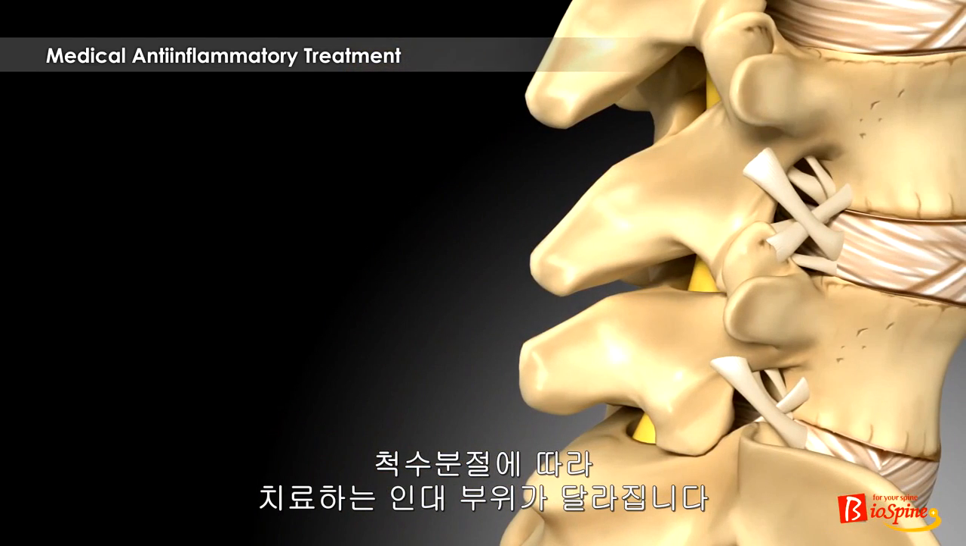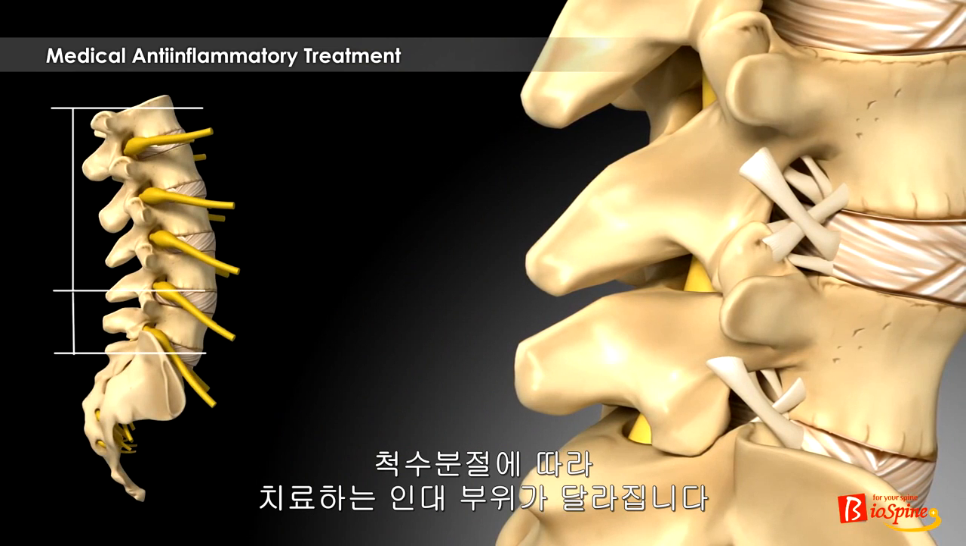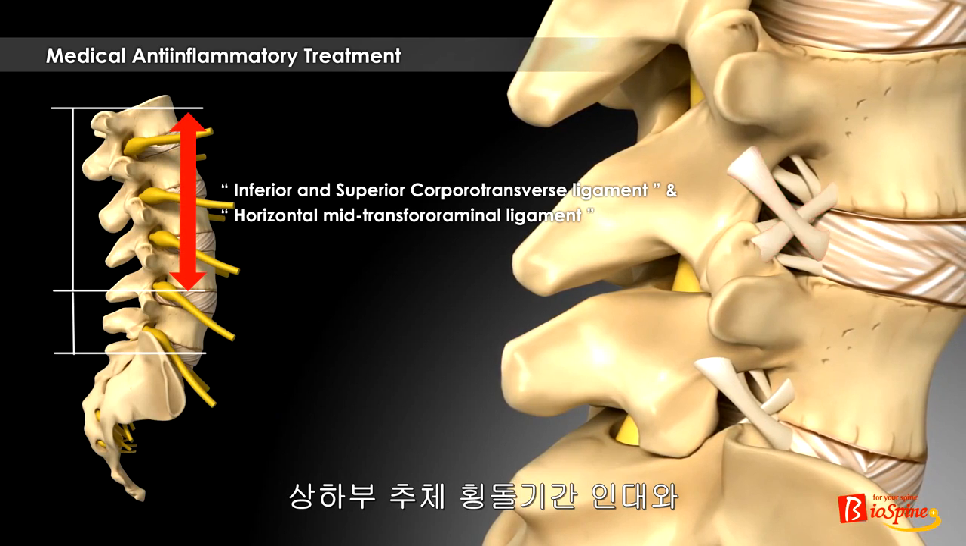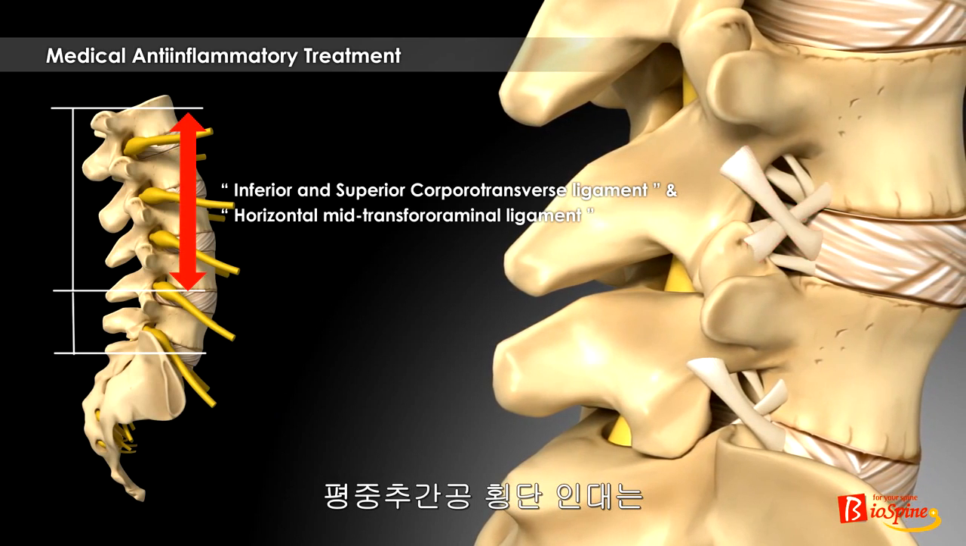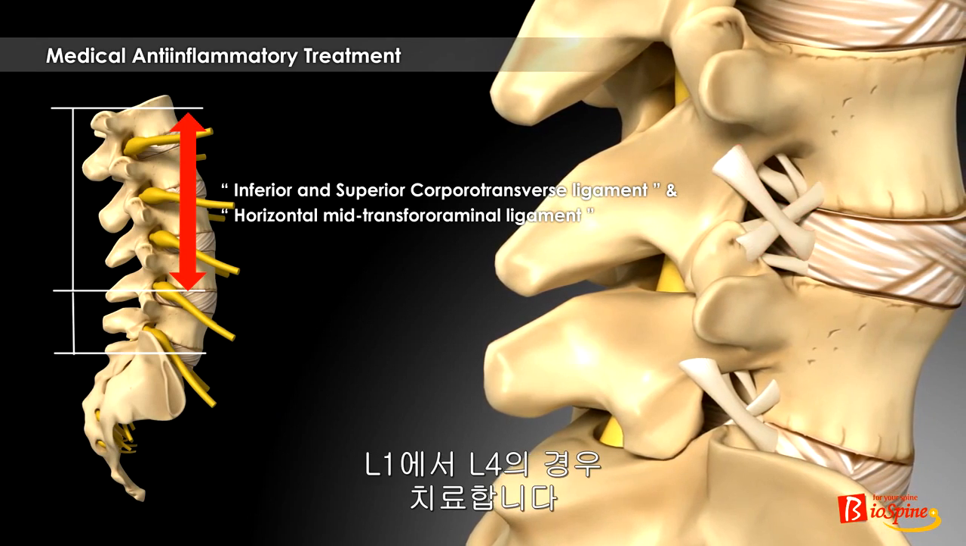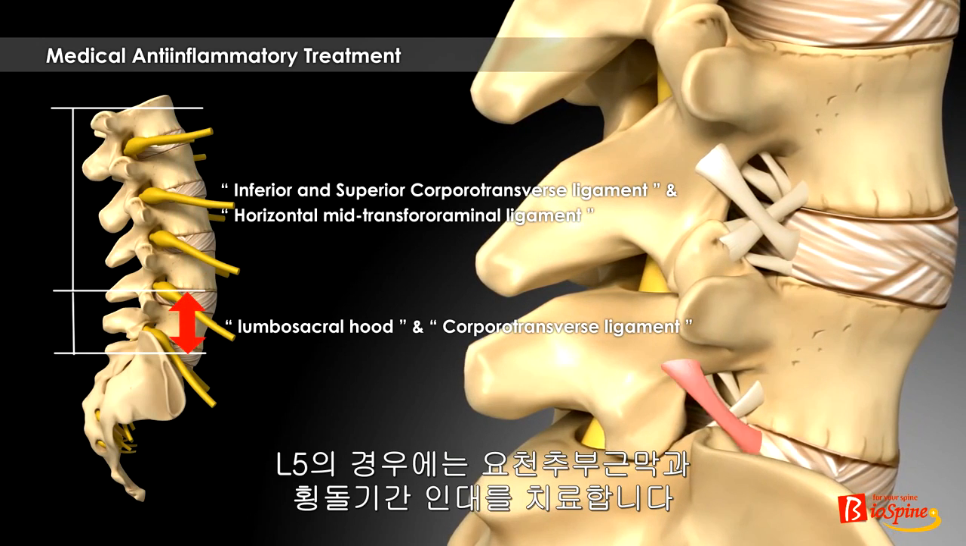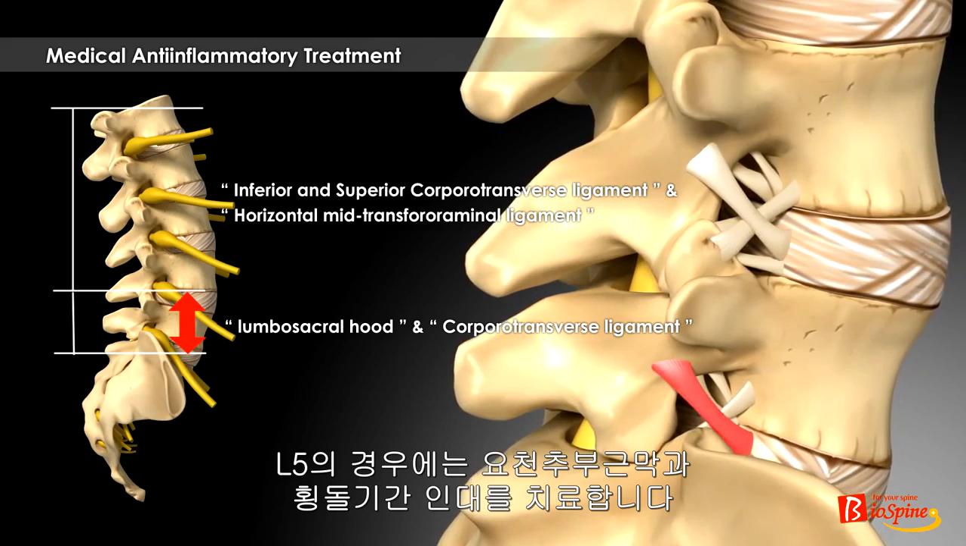The target ligaments are different in accordance with spinal segments. It includes inferior and superior corporotransverse ligament and horizontal mid-transforaminal ligament in case of L1 to L4, and it comprises lumbosacral hood and corporotransverse ligament in case of L5.